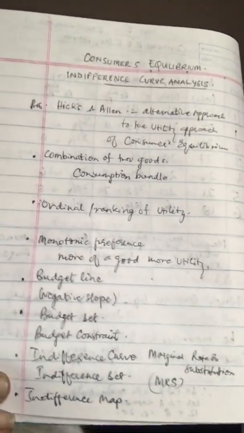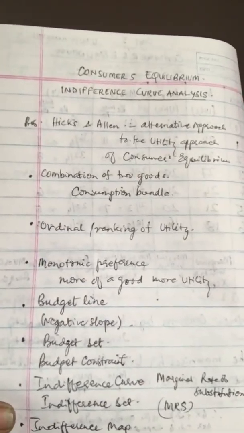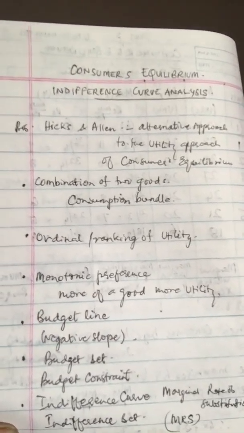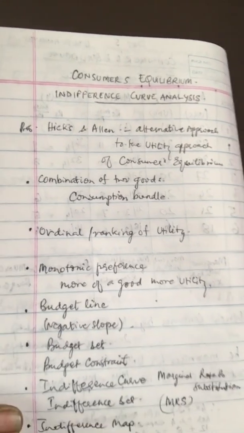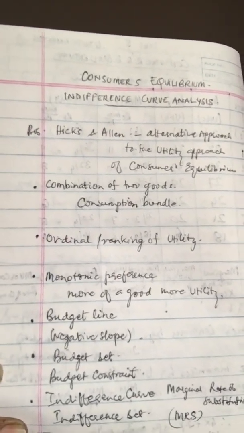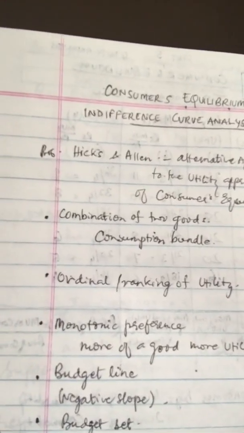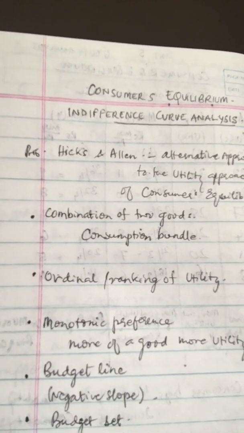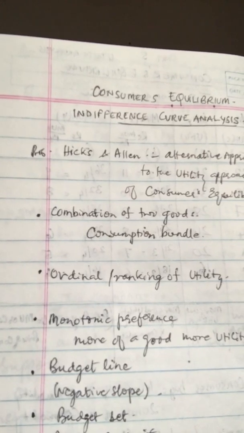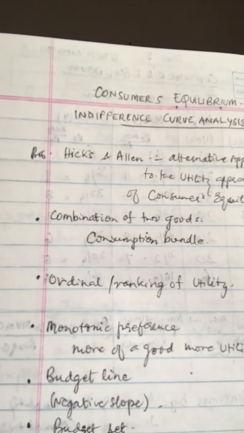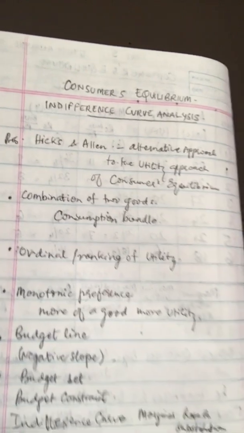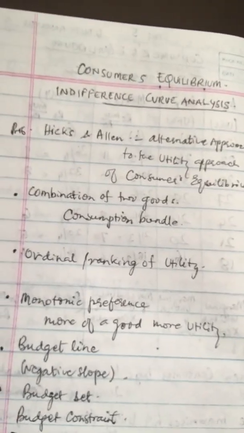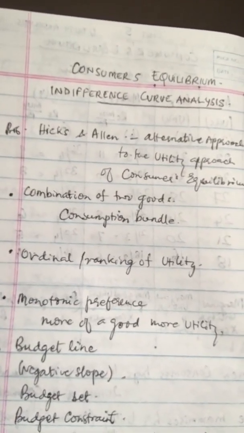So I just want you to have a look at this. These are the words you must familiarize yourself with. In this chapter we're going to use more of this. So yes, it is an approach for determining the position of consumer's equilibrium, and it's better than the utility approach basically. And they say you cannot measure it cardinally or numerically because it's a psychological phenomenon, so we can talk about it in terms of ordinal measurement.